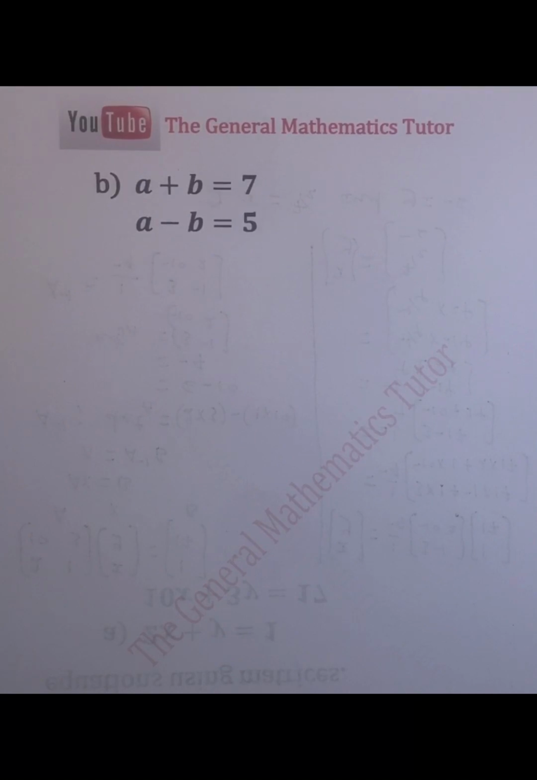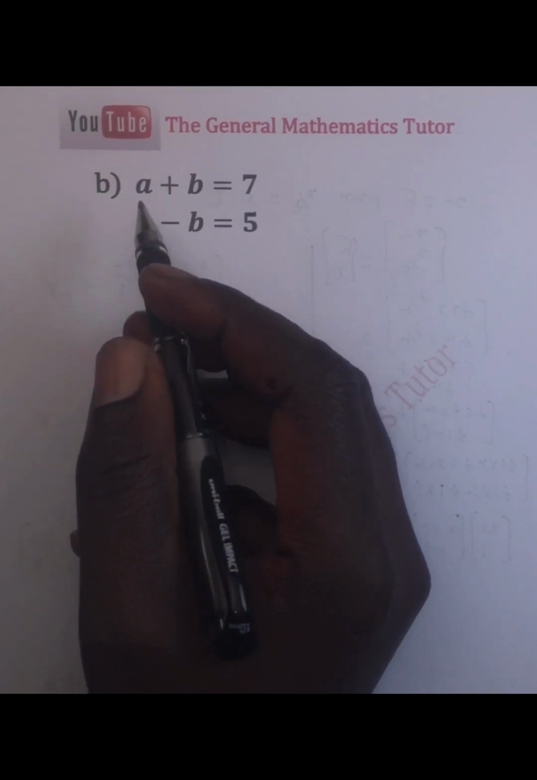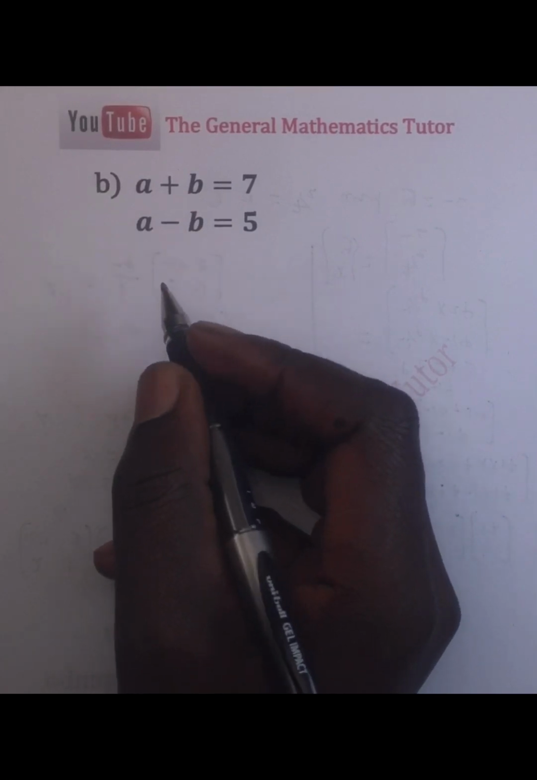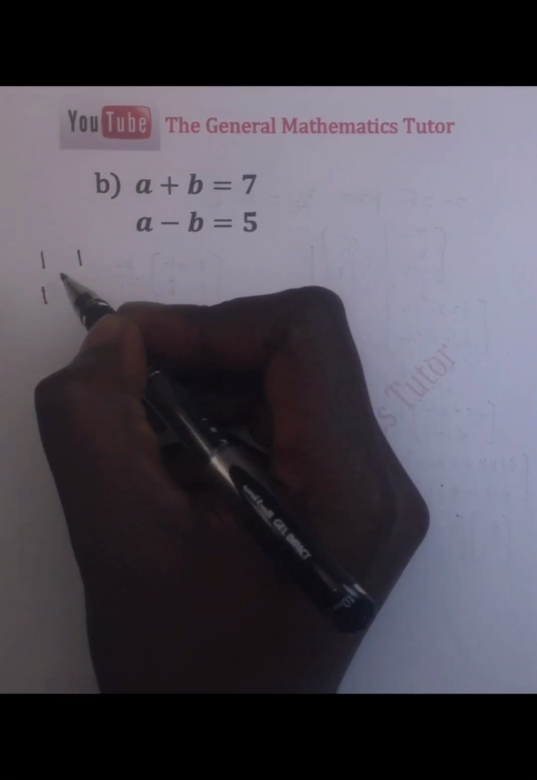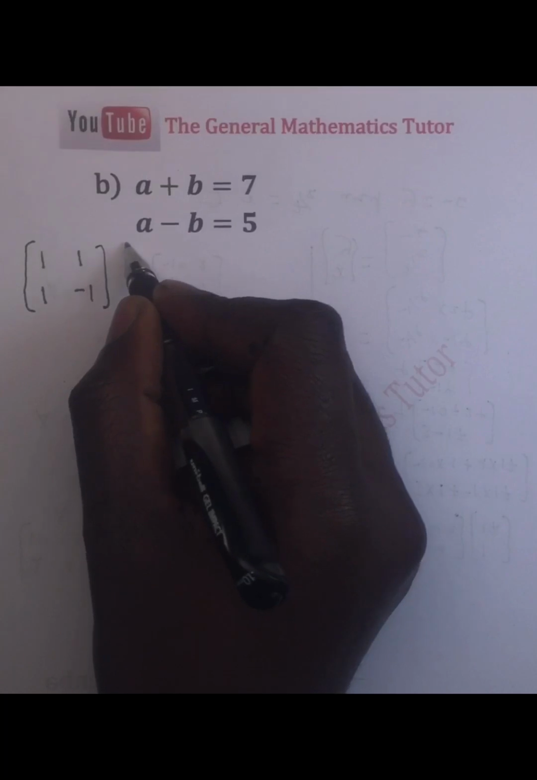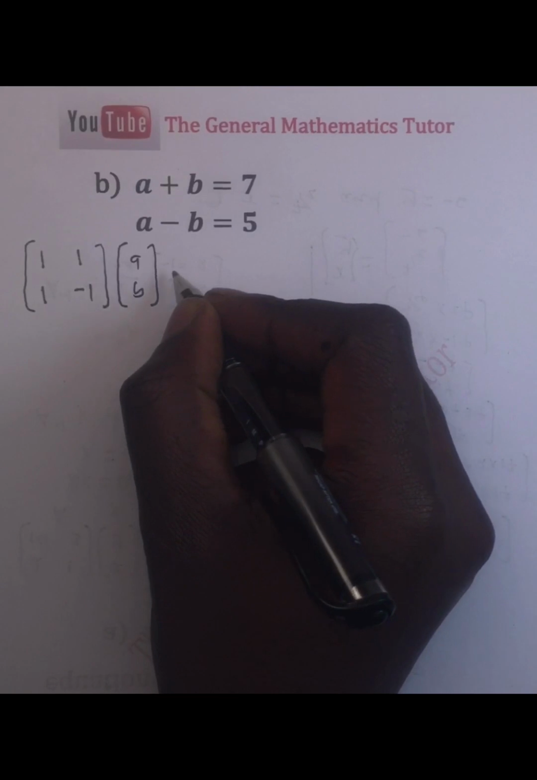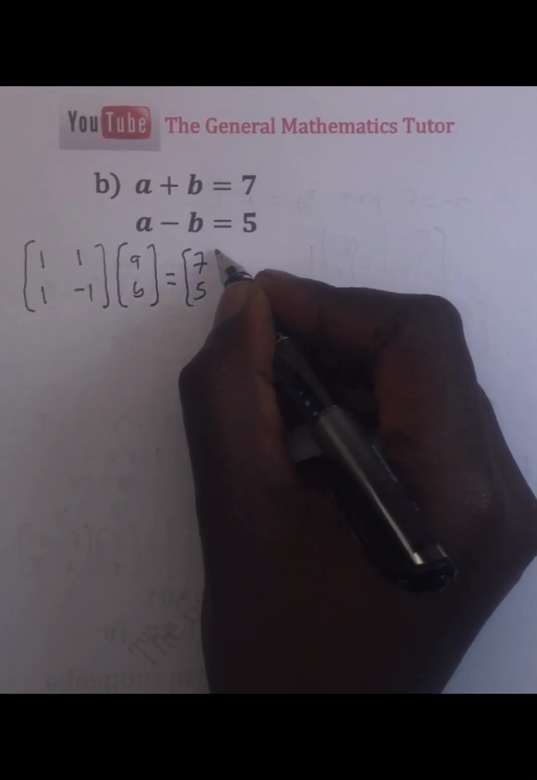Part B, you have a plus b is equal to 7 and a minus b is equal to 5. So the first thing you need to do is just form three matrices, where the first matrix is that of the coefficients of the variables. So we have 1, 1, 1 and negative 1 times the second matrix, which is just the matrix of the variables a and b, and the third matrix is that of the results, that is 7, 5.